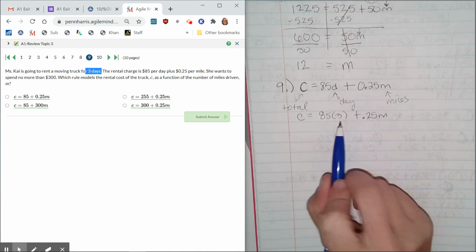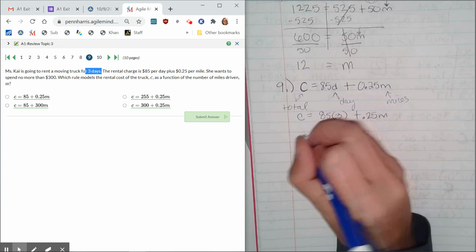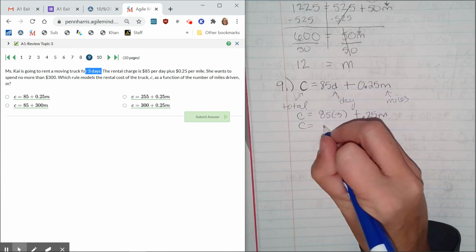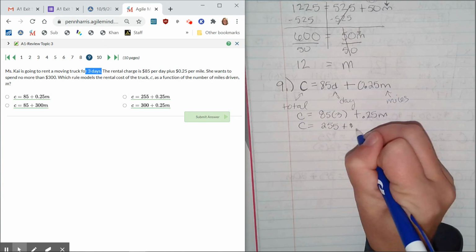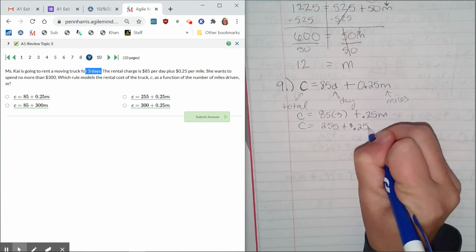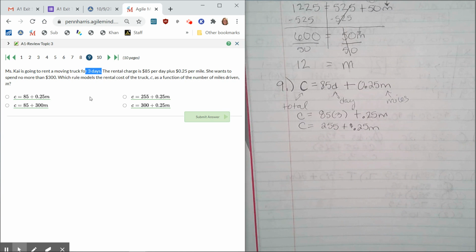So let's go ahead and simplify that out. And that gives us that her cost is $255 plus 25 cents per mile. And we have that option here.